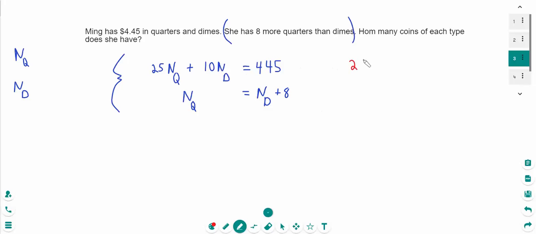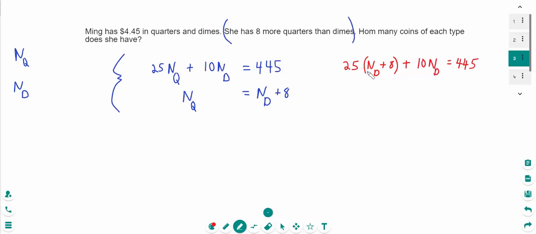So in the first equation, we'll have 25 n sub q, but we know that n sub q is equal to n sub d plus 8, so we'll plug that in. Plus 10 times n sub d is equal to 445.